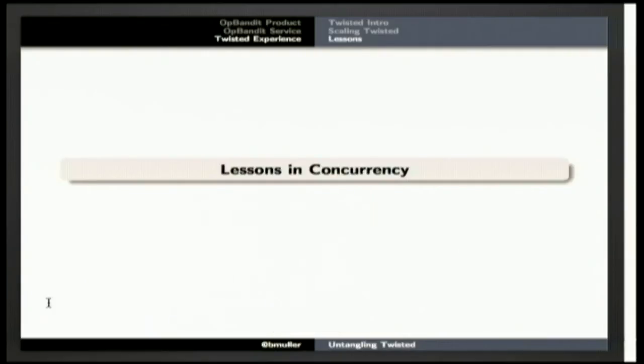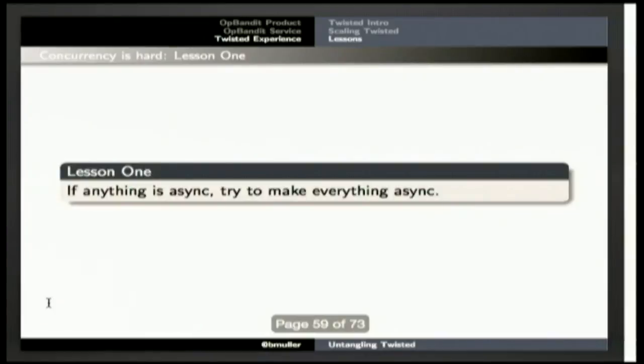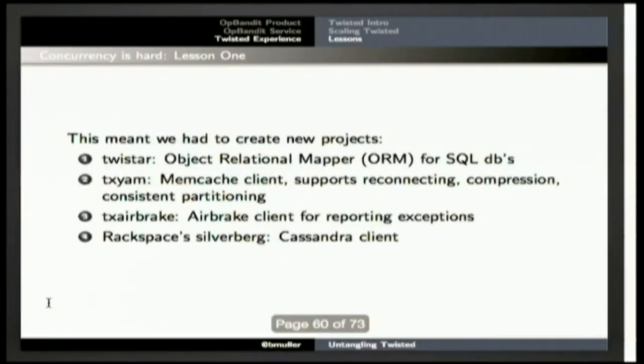So, some lessons in concurrency. Lesson 1: if anything is asynchronous, try to make everything asynchronous. What this means is that we had to create a lot of new projects. It doesn't matter if your web front-end code is asynchronous, able to accept and respond to requests in an asynchronous fashion, if it then needs to make some sort of blocking call to an external service. If you do that, there's no benefit whatsoever because you have a bottleneck.